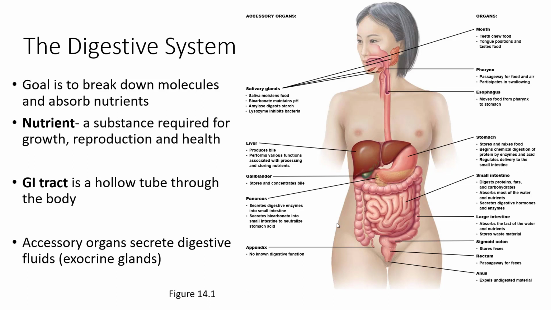The GI tract here is a hollow tube through the body. It is notable that when we're talking about a hollow tube, anything secreted into this tube is secreted outside the body, making any gland secreting to the GI tract an exocrine gland. So accessory organs are going to be secreting these digestive fluids, and that makes them exocrine glands.